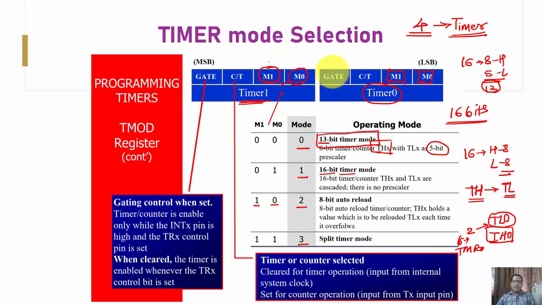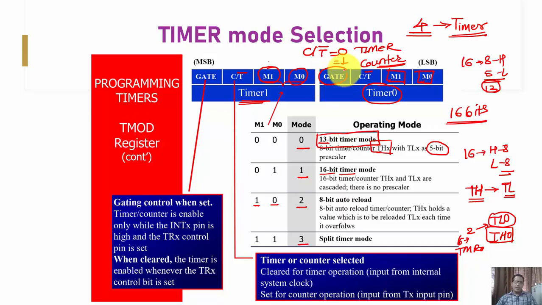Okay, now here as discussed, the C/T bar is the next bit. If I make the status of C/T bar equal to 0, then the selected timer is going to work in timer mode, whereas if I make it 1, then the selected timer is going to work as a counter.